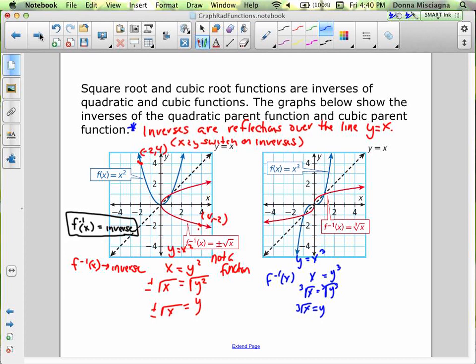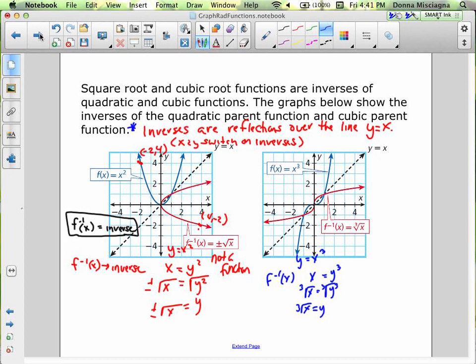There's more than one y for each x value. Remember, for a function, there has to be one and only one y given an x value. So if I give you x, you have to know which y to go to. And here, I don't know which y to go to, the positive one or the negative one.